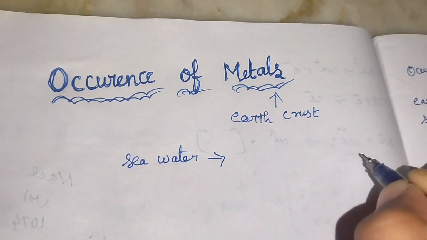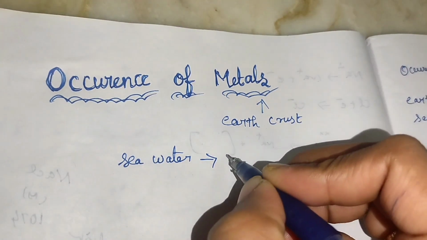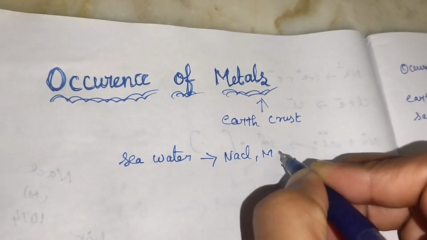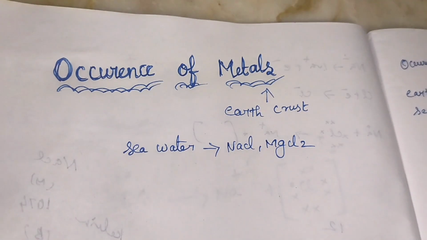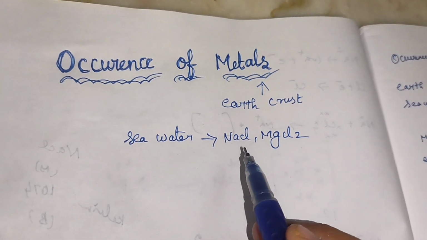Seawater contains a lot of metals in the form of salts, for example sodium chloride and magnesium chloride. So seawater is another source for these ionic compounds.